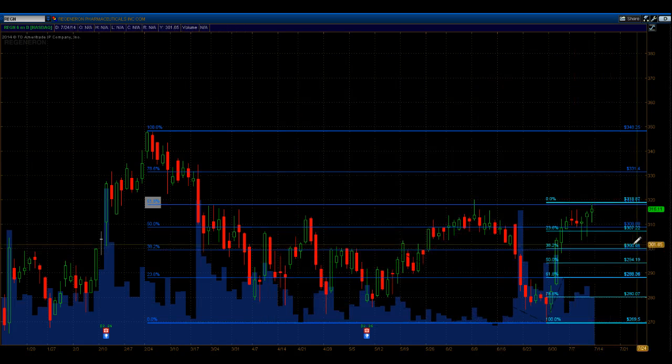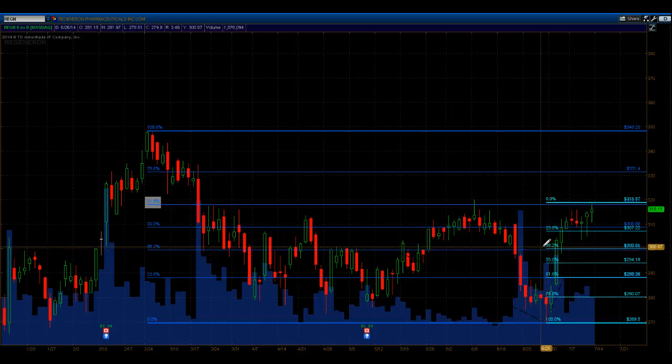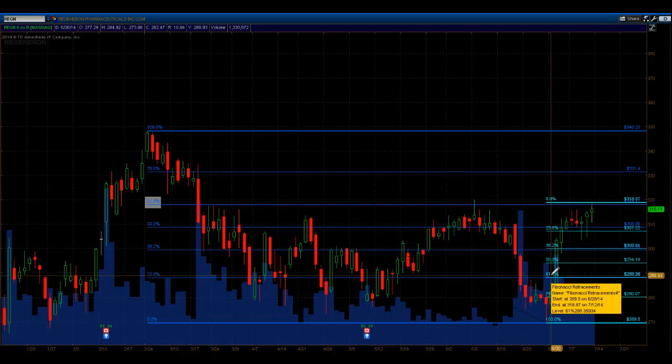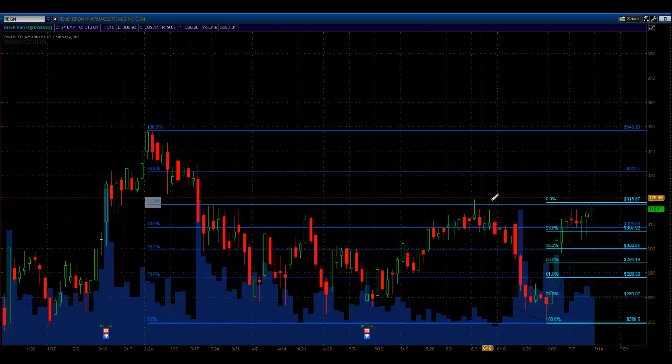For example, here at the 300 mark, you have 2 Fibonaccis that overlap each other. Also here at the 61.8. I often look for multiple packs of Fibonacci retracements as a harder support and resistance line.